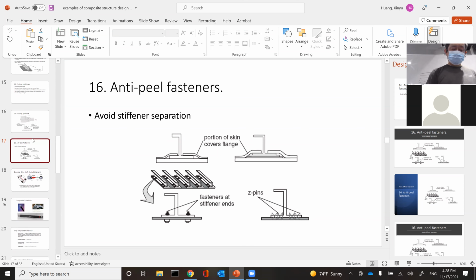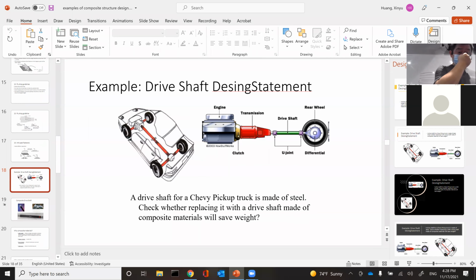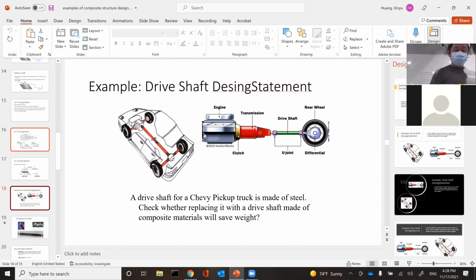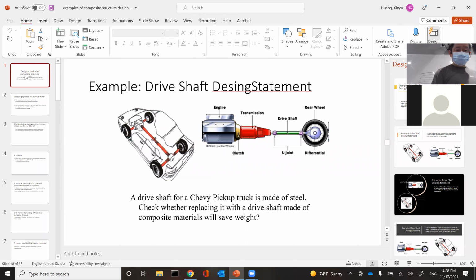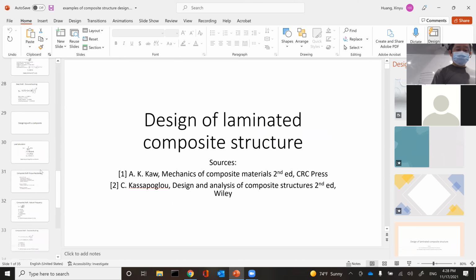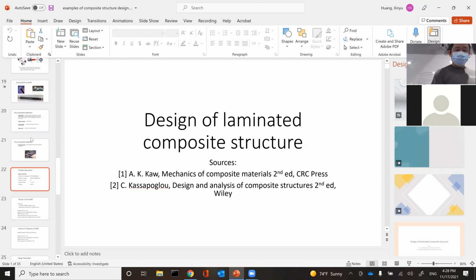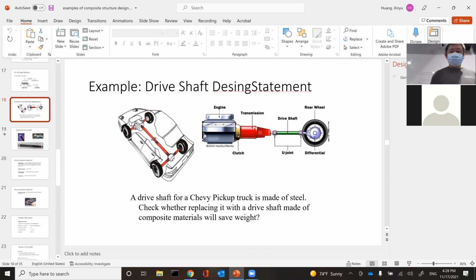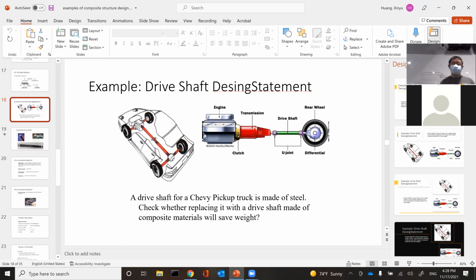All right, next I'm going to look into an example with some real application background, which is a study of replacing the drive shaft. This is from the course book, chapter 5, I guess section 5.5. There is more detail in there if you're interested. It is about a component level design. The objective is just replacing the metal drive shaft with a composite one.